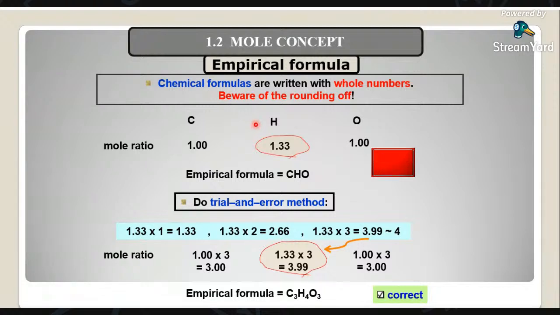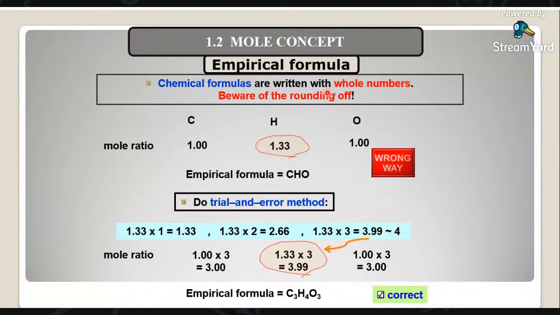It takes time to show my slide. All right. For example, we have empirical formula questions. For example, here the carbon you get the mole ratio is 1, hydrogen you get 1.33, oxygen you get 1. Then you write the empirical formula is C1H1, oxygen also 1. But actually the hydrogen is 1.33, meaning that you cannot round off to 1. Wrong. Chemical formulas are written with whole numbers, so beware of the rounding off.